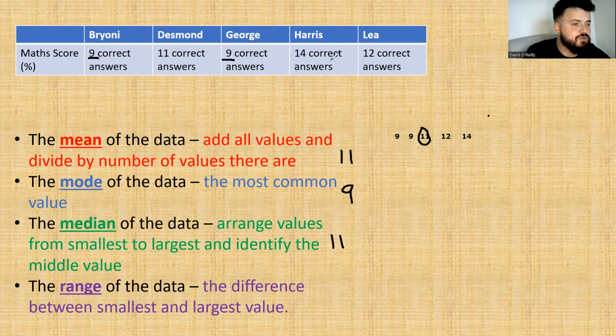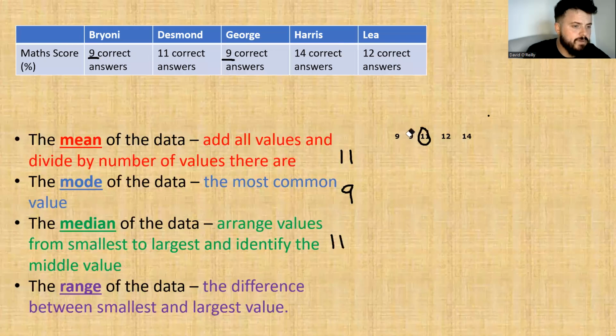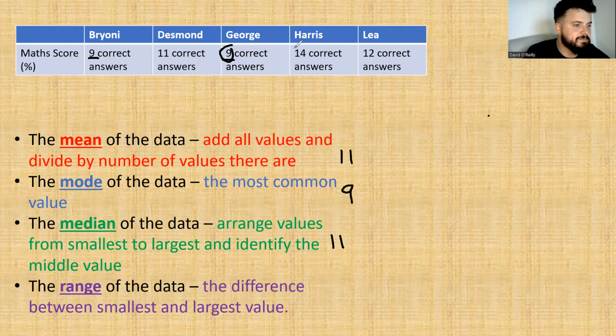And finally, the range. We work the range out by finding the difference between the smallest and largest value. So our smallest value is 9, and our largest value is 14. We just got to find the difference. How do we find the difference? We do 14 subtract 9, which gives us 5. And we're done.